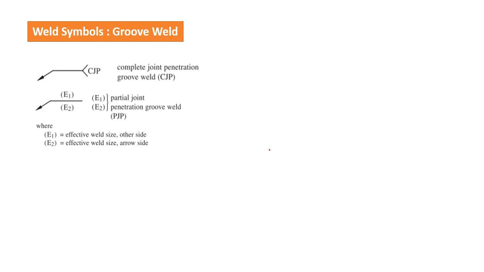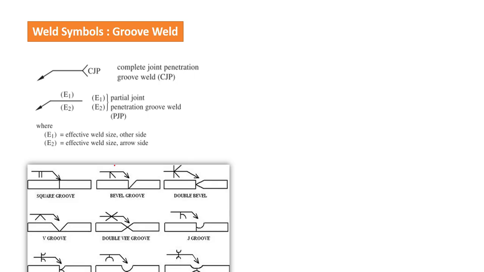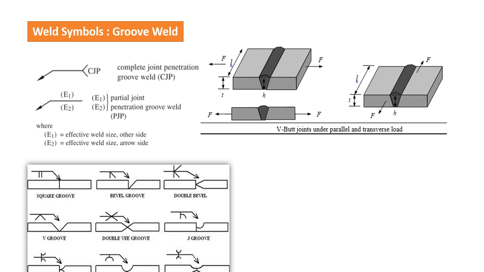For groove weld, we have a different type of designation, or rather symbol, on the reference line. This is square weld, bevel groove, double bevel, V groove, double V. This is J groove, double J groove, U groove, and double U groove. So this is how we can designate a weld symbol for groove weld.